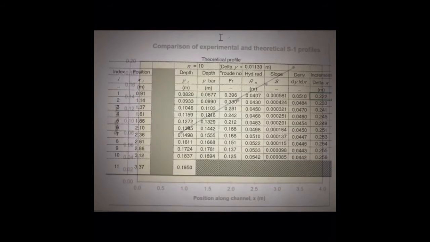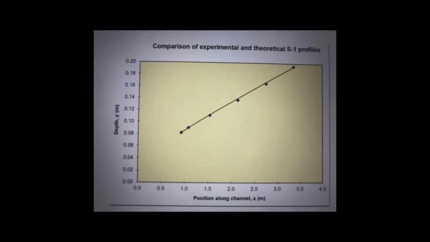In the next slide, we're going to compare the graph of the theoretical data and the experimental data. This is the graph of the experimental and theoretical data for the S1 profile. The experimental data is denoted with the dots and the theoretical data is shown with the line. As you can see, there's a strong correlation between the two, meaning that the data we collected in the laboratory was very accurate because we know the theoretical data is correct.